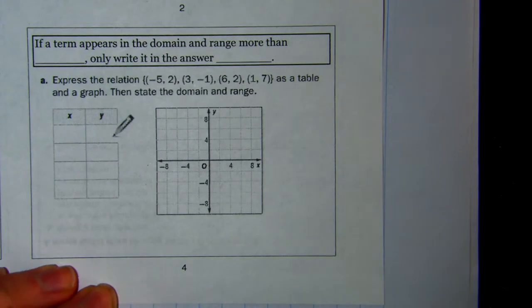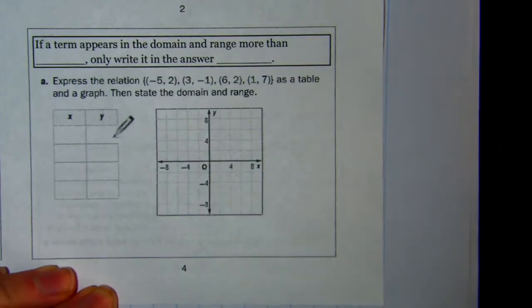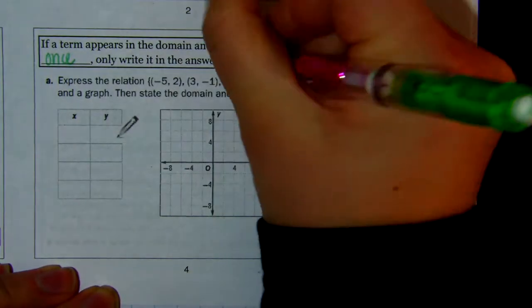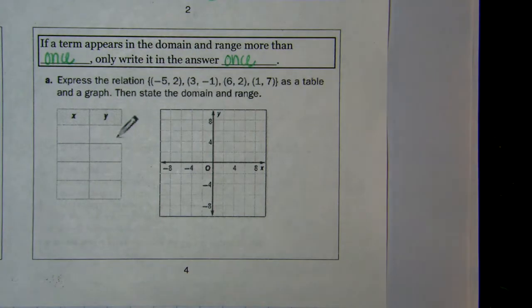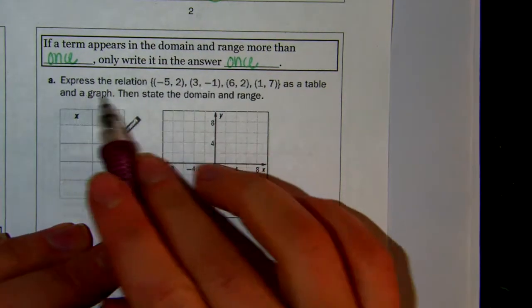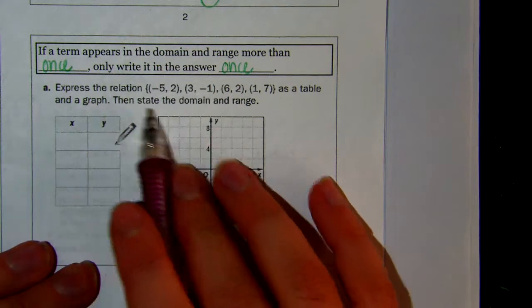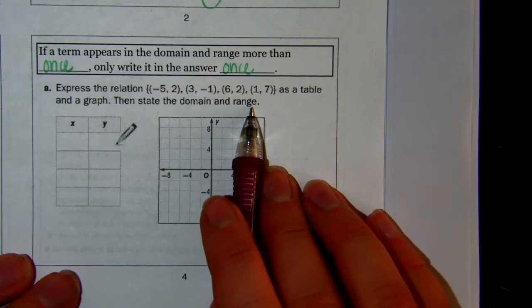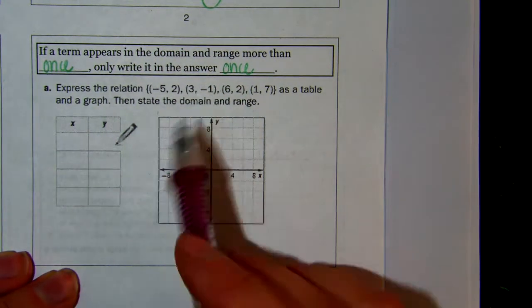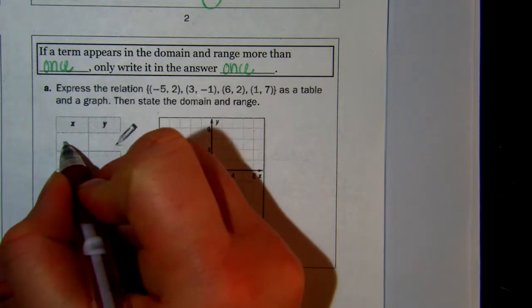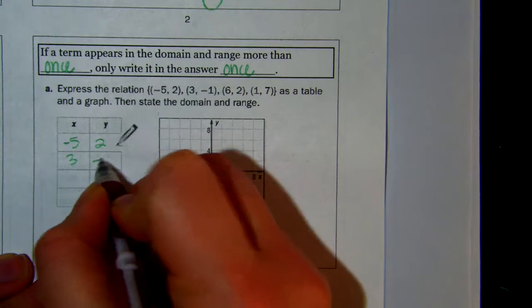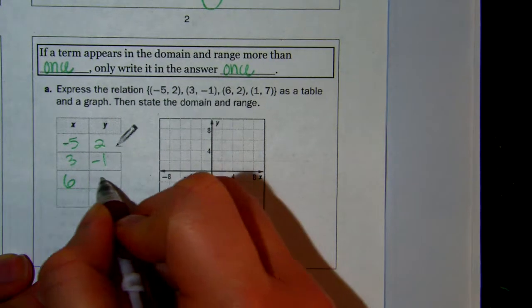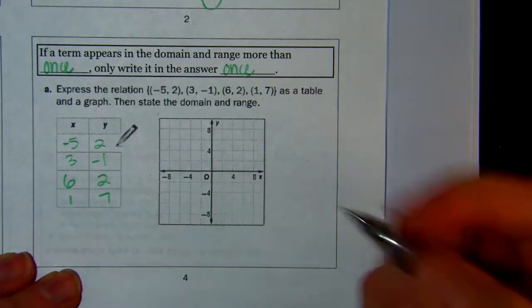Slide 4. If a term appears in the domain and range more than once, I would write in the answer once. So if it's in there twice, just list it once. So it says express the relation as a table and as a graph. Then state the domain and range. So the x coordinates, -5 and 2 go together. 3 and -1 go together. 6 and 2 go together. 1 and 7 go together.